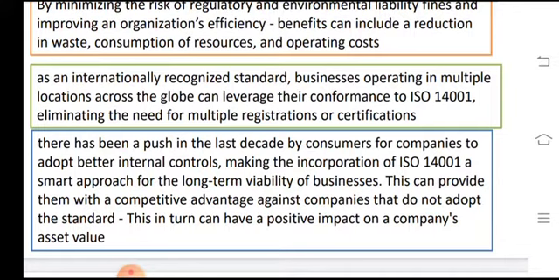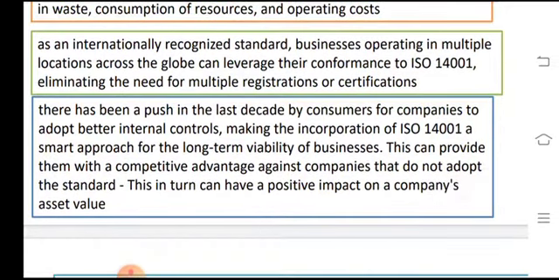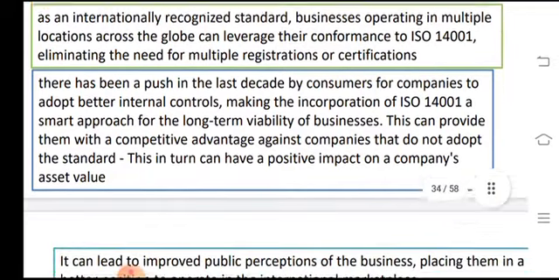So, as it is a globally accepted standard, it will minimize the local requirements of most of the countries with which the trade is being done. So this is another benefit, so that we can have a global certification which is globally accepted.